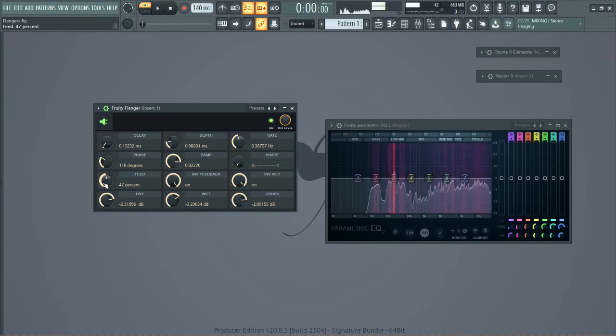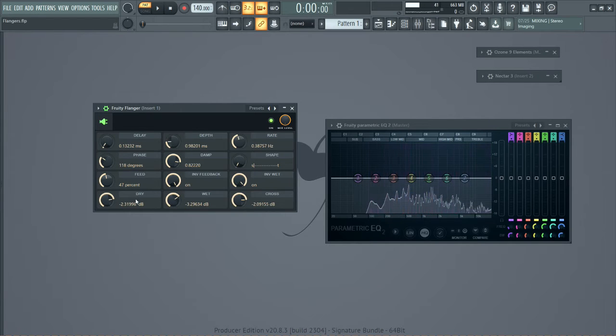Feed feeds the signal that is output from the flanger back into the input of the flanger so it can be processed a second time, because that is a thing that flangers do. To create an effect that is more pronounced, it is output and then it goes back to the input. Invert feedback inverts the polarity of the signal that is fed. Invert wet just inverts the signal of the actual effect of flanging.